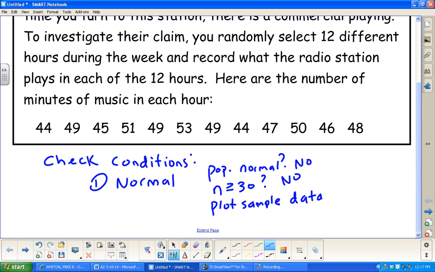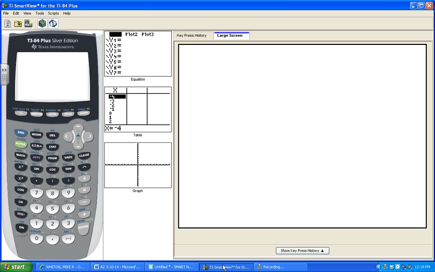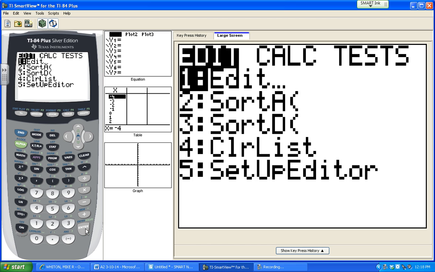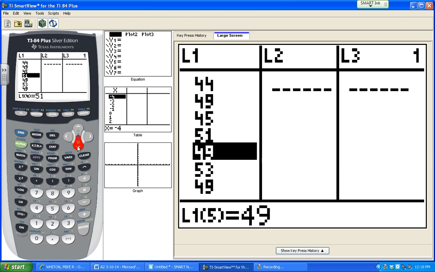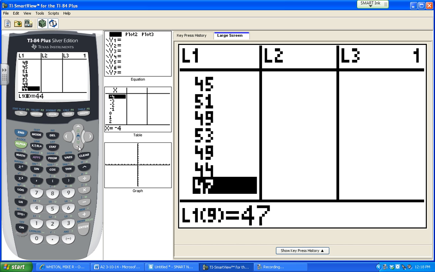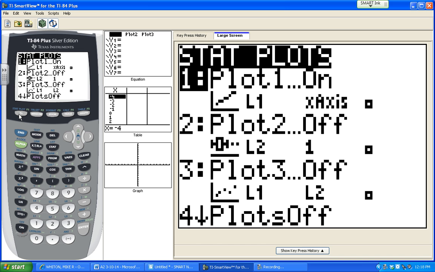And remember, the best way to do this is to use the normal probability plot in the calculator. So let's go ahead and enter the data into list 1 and look at that normal probability plot. I already entered the data, so we have all 12 values in list 1 here, and we're going to use the calculator to come up with that normal probability plot. What we're looking for is some sort of linear pattern that will tell us the data is normal.